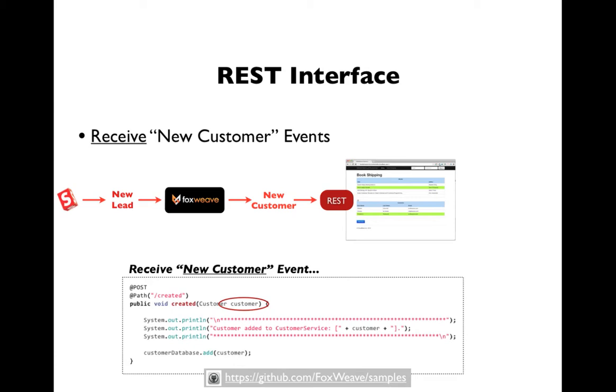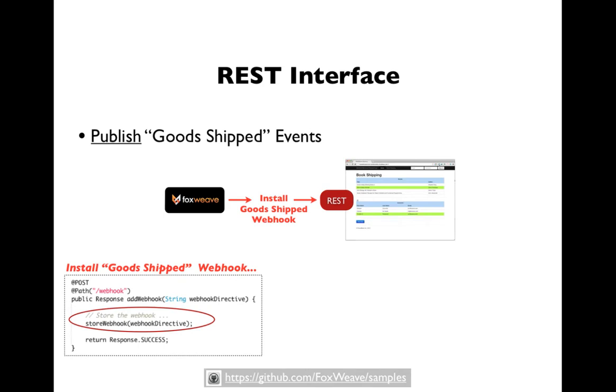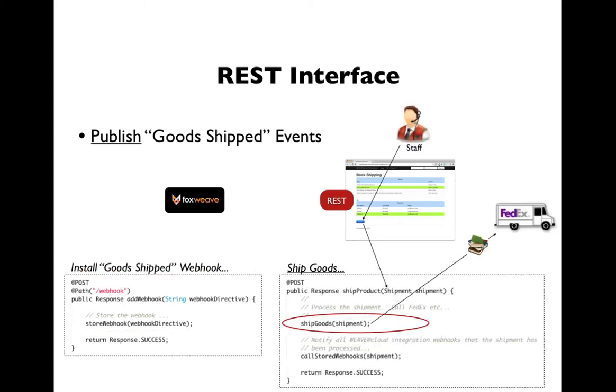The second step is to put in the publishing of the goods shipped events. There are two parts to this. The first part is an endpoint to allow you to install what's called a webhook, which is basically just a callback URL. FoxWeave installs this webhook in your app, and then your app later, when it needs to publish the events, uses that webhook or callback to send out the notification. And that's the second part.